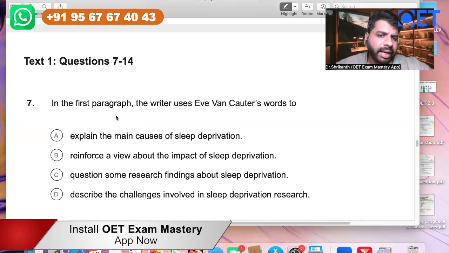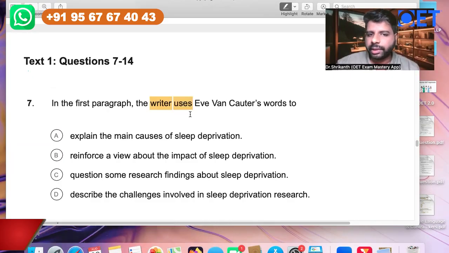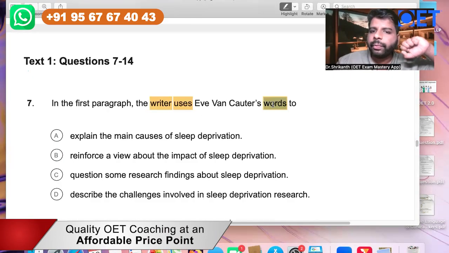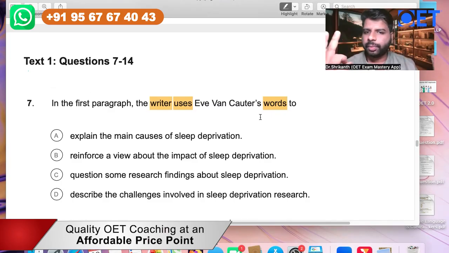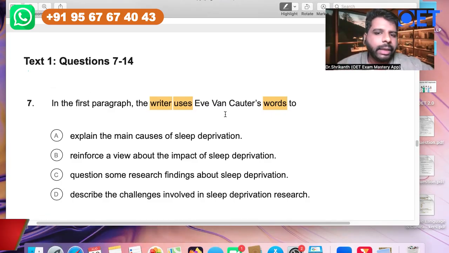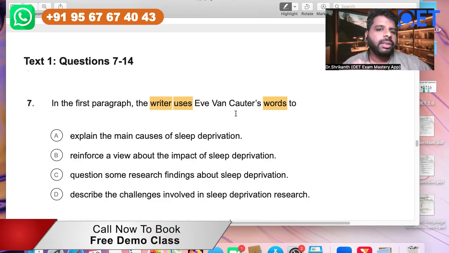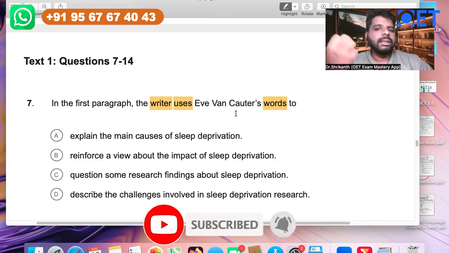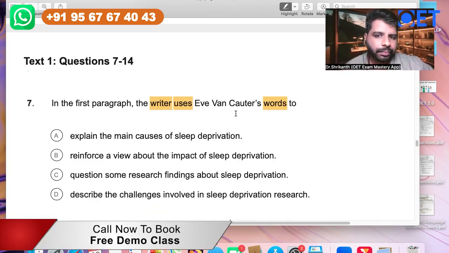In the first paragraph, the writer, again, the writer is extremely important. Now, what is the writer doing in the first paragraph? The writer is using the words of another person. See, there are two people involved: there is a writer, and there is a second person, whose name is E. Von Cotter. The writer is using this person's words, right?